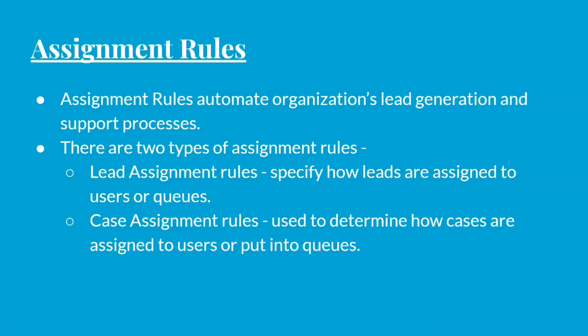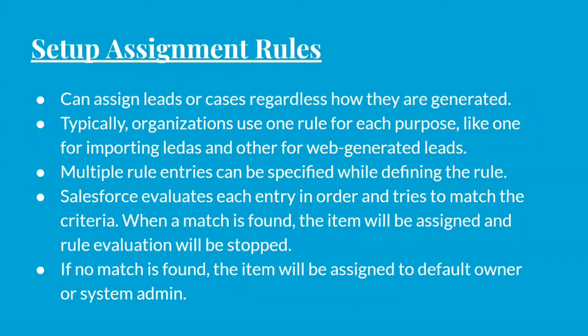As we discussed, there are two types of assignment rules. The first one is lead assignment rules, which specify how leads are assigned to users or queues. The second one is case assignment rules, which are used to determine how cases are assigned to users or put into queues. So when you are actually setting up assignment rules, what else do you have to do during that process?